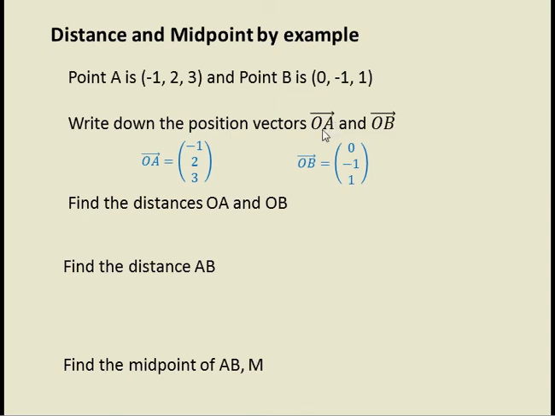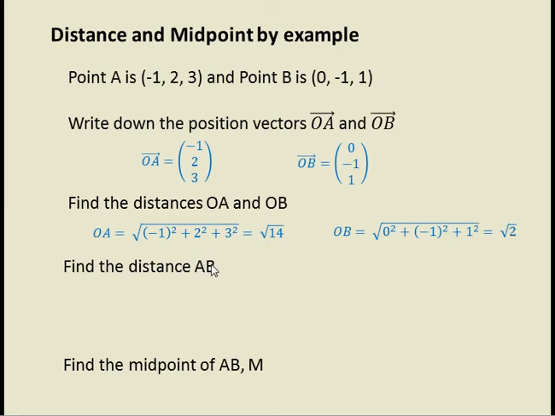Vector OA goes from O to A, but the distance is the magnitude of that vector. So this vector OA is root 14 long, and OB is root 2 long.